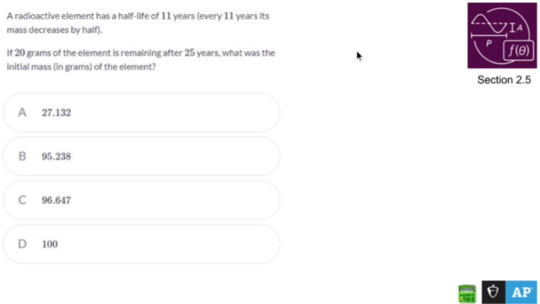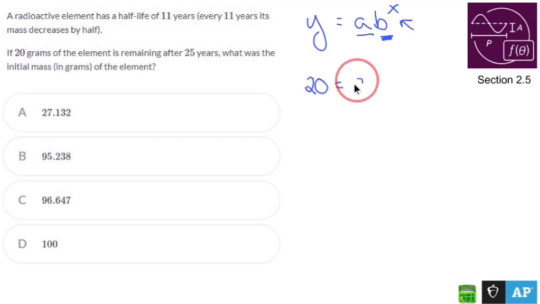I'm going to write out the half-life formula that I know. So this is an exponential form formula. A is always what you start out with, B is going to be your growth factor, and X in this case is going to be time. So do I know what we start out with right away? No, but what I do know is we end with 20.